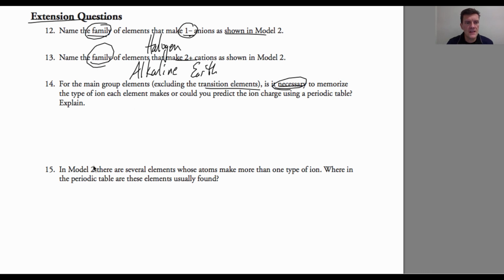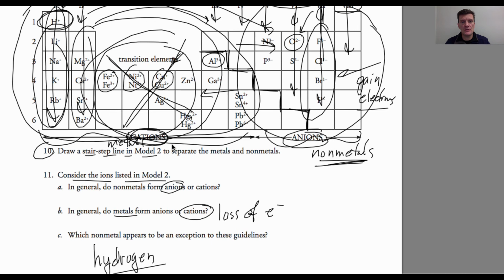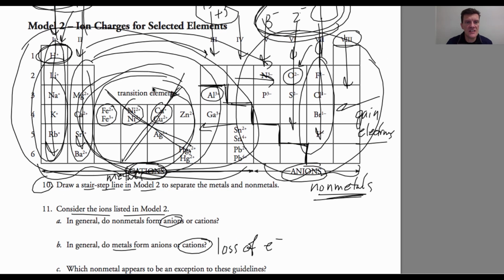All right? And in Model 2, there are several elements whose atoms make more than one type of ion. Where in the periodic table are these elements usually found? And I kind of alluded to that already. These transition elements right here in this area, including a few over here, are going to have multiple ion possibilities. And we won't get into that. Why? We'll talk about that later on when we talk about electron configurations and those valence electrons.